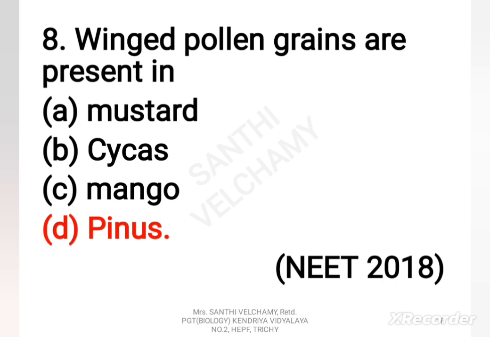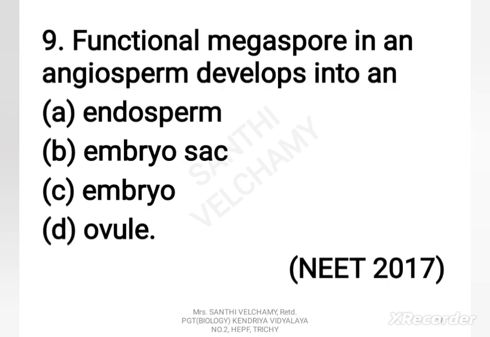Now let us go to the next question. The functional megaspore in an angiosperm develops into an A. endosperm, B. embryo sac, C. embryo, D. ovule. The correct answer is B, embryo sac. In angiosperms, the functional megaspore is the first cell of the female gametophyte. It enlarges and undergoes 3 nuclear mitotic divisions to form the embryo sac.